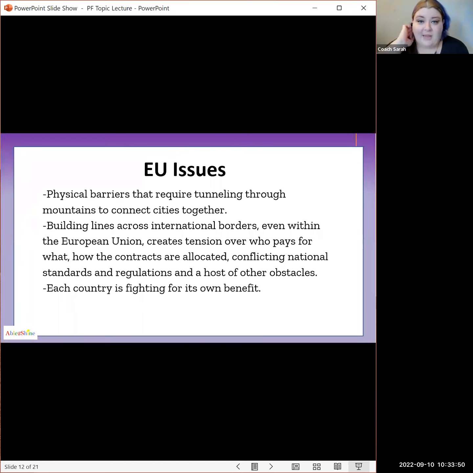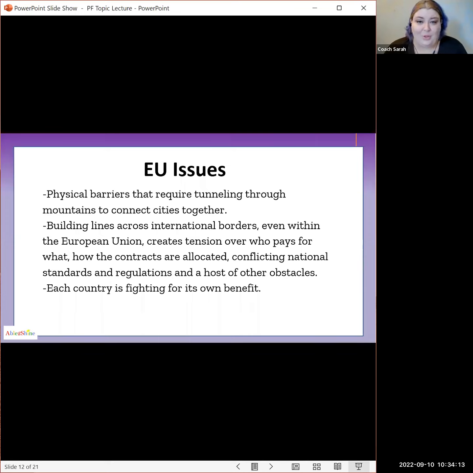But there are definitely issues when it comes to the train systems in the European Union. The first is just the geography of the region. There are a lot of really intense mountainous regions in Europe, like the Swiss Alps, that create physical barriers between the largest cities in the area, which means there's only one option.